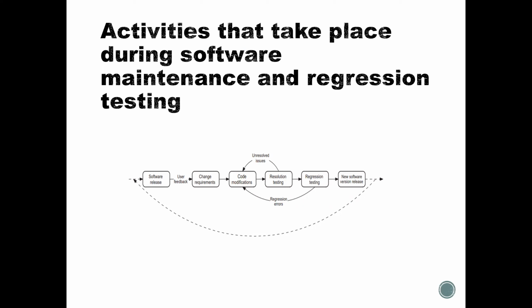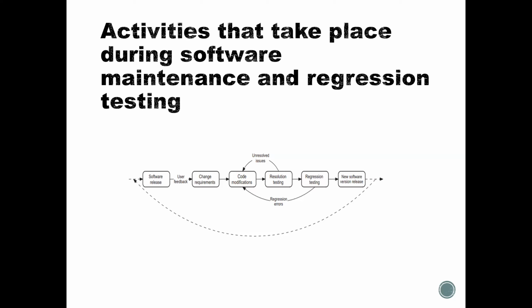So the main thing in this figure is there are two kinds of testing. The first one is resolution testing, and the second one is regression testing. Basically, the resolution tests are carried out to verify the code which we have modified. On the other hand, regression testing has those test cases which are going to be carried out on the unchanged part.